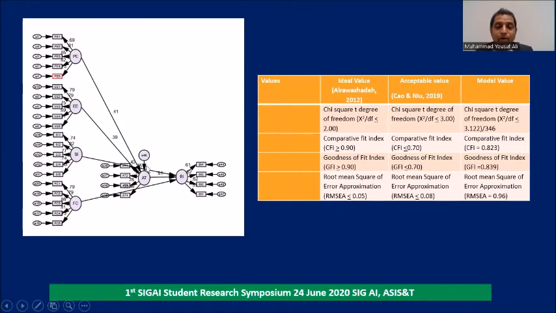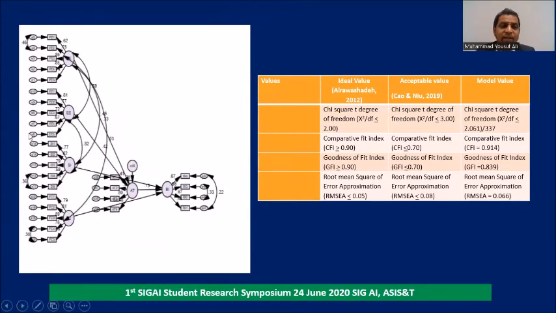We have modified the model to fit the model. In the next slide, we see how the model is being fit, and we have created various correlations. We created correlations among the same group error terms, and we found values between the ideal and acceptable values, which are very close and fit our model. We have also created some correlations as suggested during the test by the modification index.